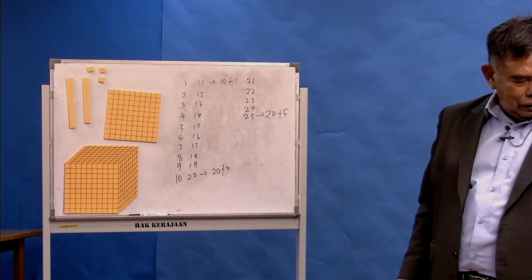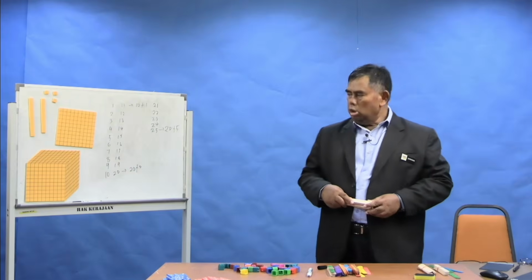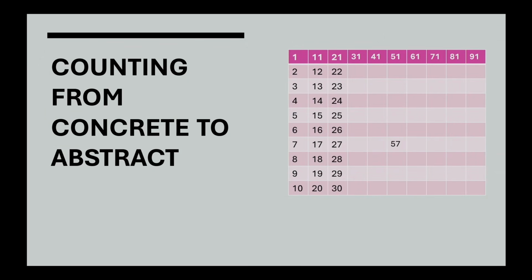From my slide, I have what we call the 100 box. The 100 box is very important to let the students know. After the counting, you can introduce the symbol, and also how to write the numbers.